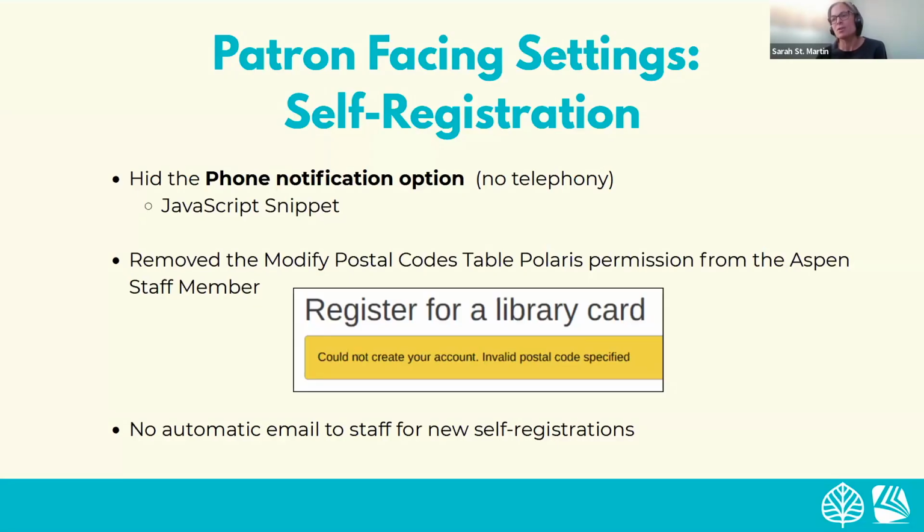And then one last thing to note is that there's no automatic email to staff for new self-registrations. This aspect of Polaris is just not available via the API. And Aspen currently doesn't have its own built-in email option, but there is a Jira issue for this, so it might happen in the future.